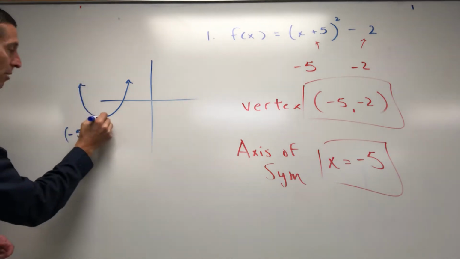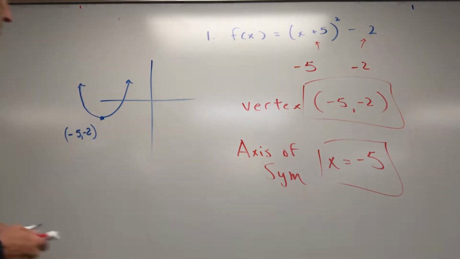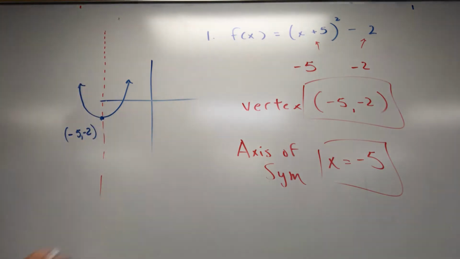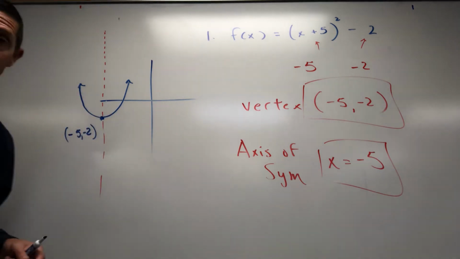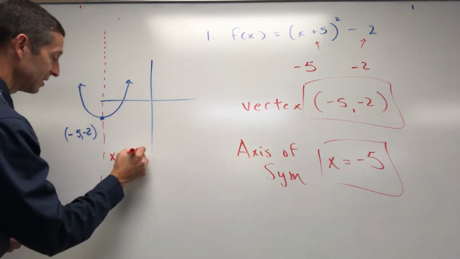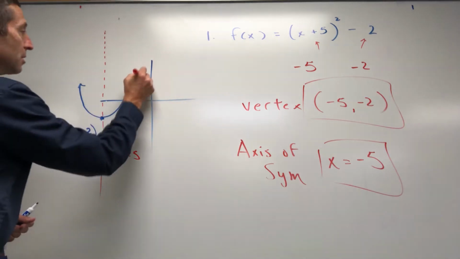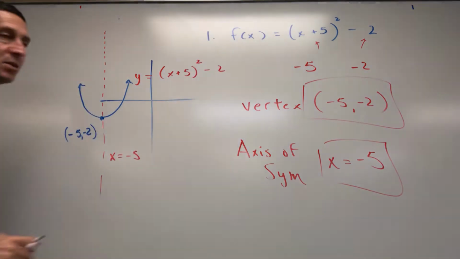Now, on your parabola, what the axis of symmetry looks like is it's this line, vertical line coming straight through there. And what it does is it splits your parabola right down the middle. So we can label this line as our axis of symmetry, x equals negative 5. We can label our parabola, y equals (x plus 5) squared minus 2.